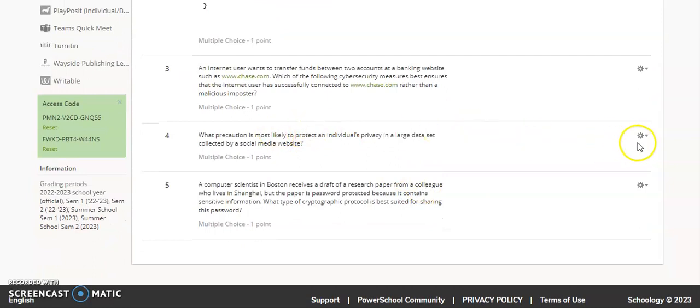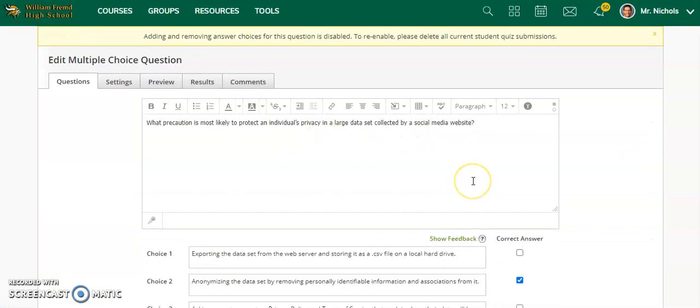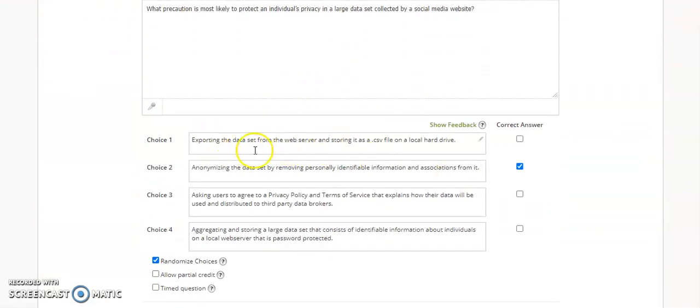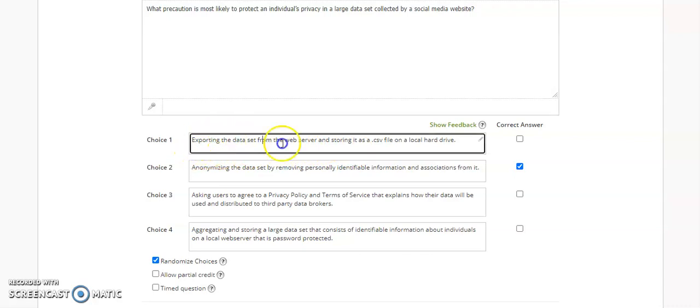What precaution is most likely to protect an individual's privacy in large data sets? Let's go through some of those wrong answers, because I think these are good again. What if I take it off the web server and put it on a local hard drive? So it's not on the internet, but it's on my computer. Guess what? It's still sensitive information if someone accesses that hard drive. So probably not a good idea either.